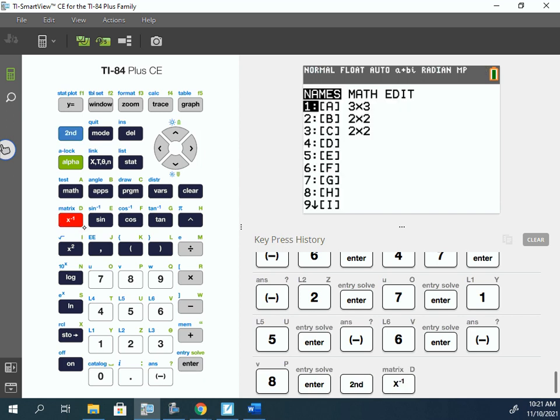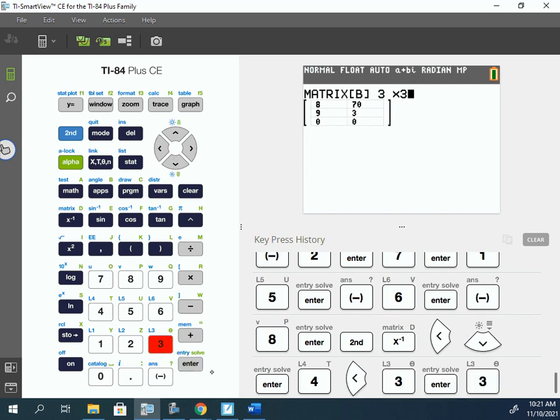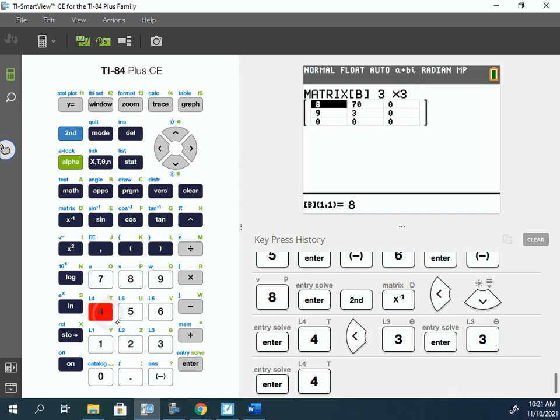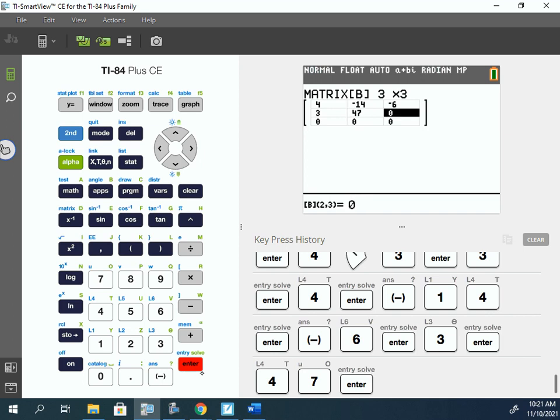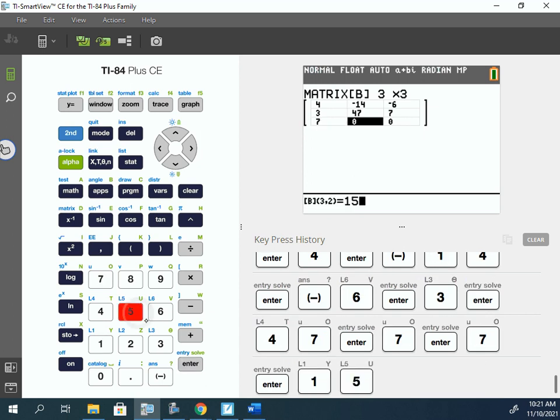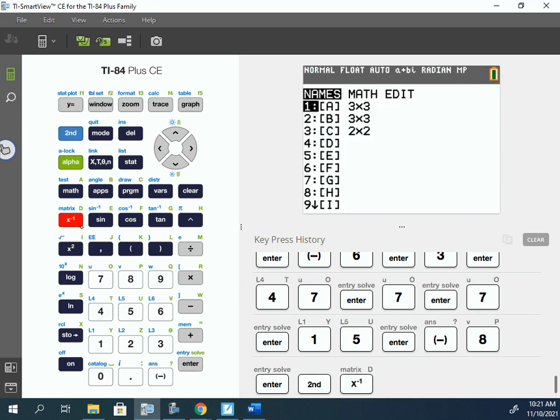Then we can go to matrix over to edit, and this time we can do matrix B, which is also a 3 by 3. Then I can have 4, negative 14, negative 6, 3, 47, 7, 7, 15, negative 8 would be the second matrix, top of y.